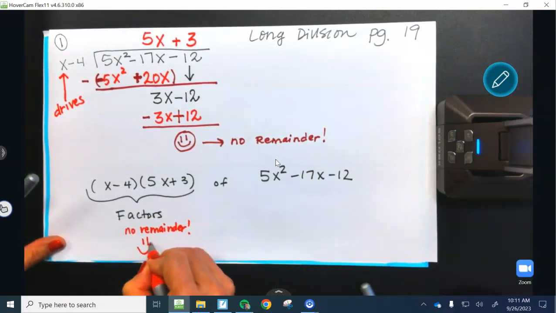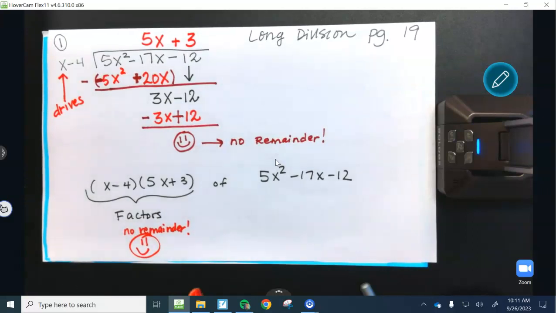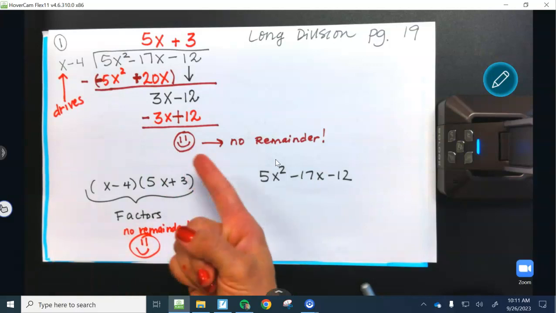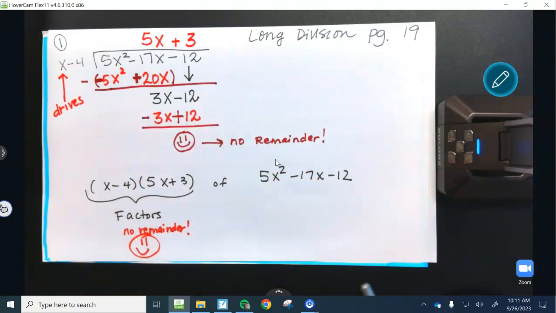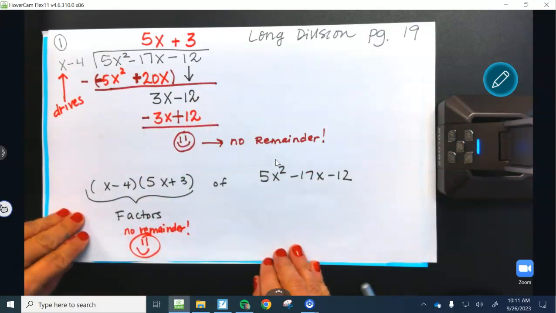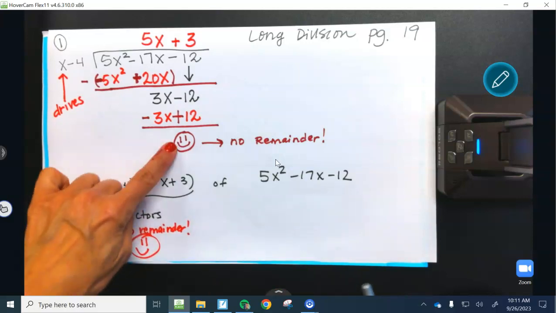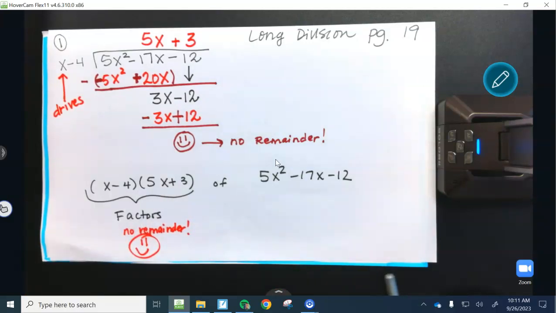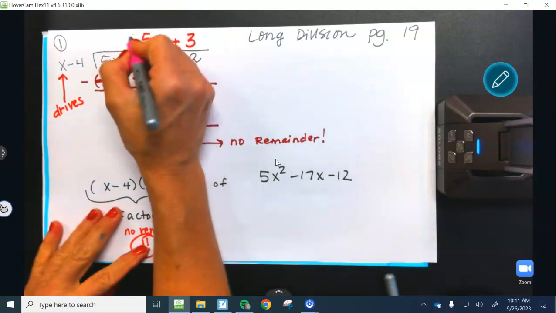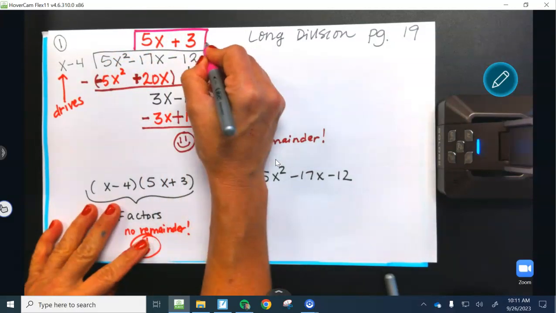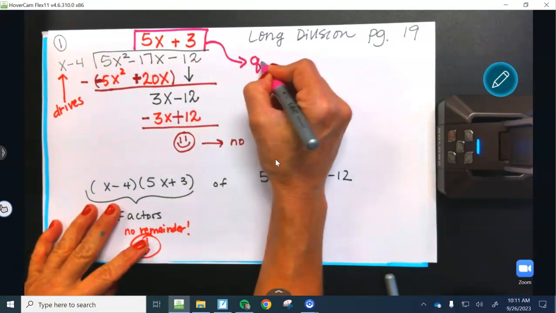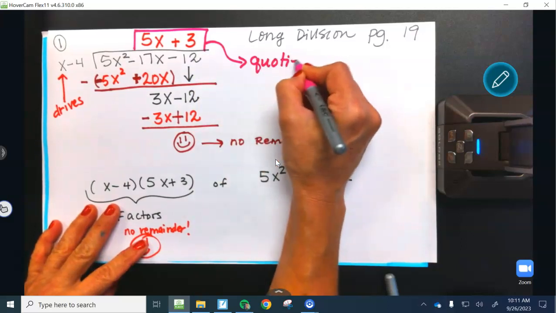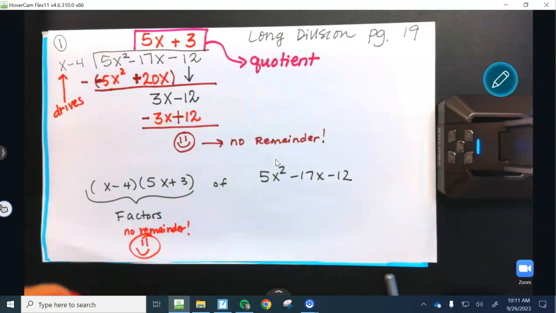So this week, we're just practicing long division and synthetic division. Next week, you're going to have this in your toolkit to do the bigger problem. Okay, just want to remind you guys, no remainder. One more thing. Please remember that that's the quotient. Remember, quotient is a fancy word that means the answer to a division problem.